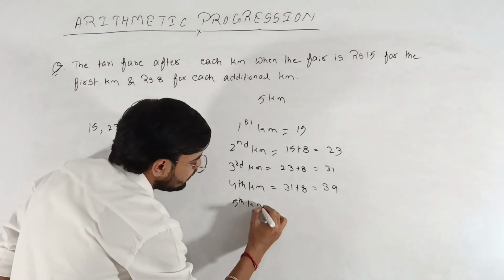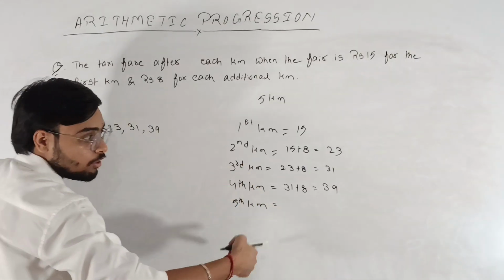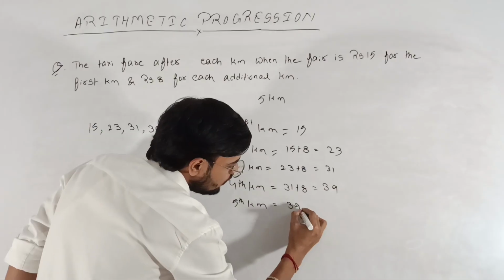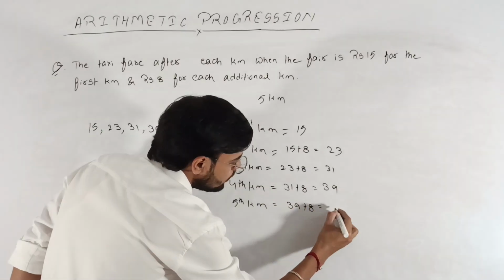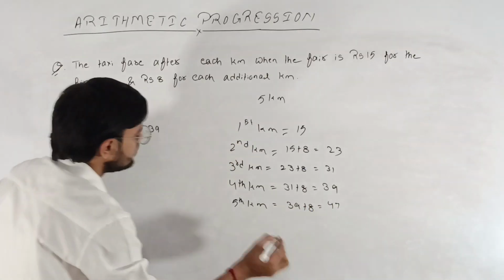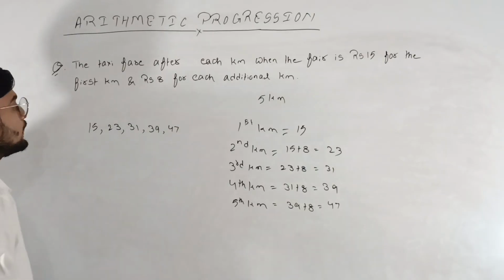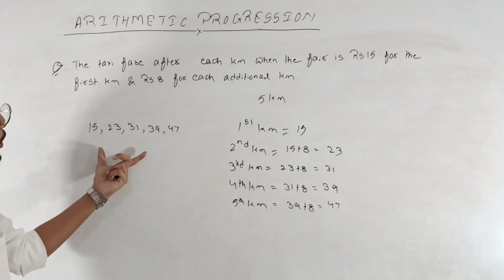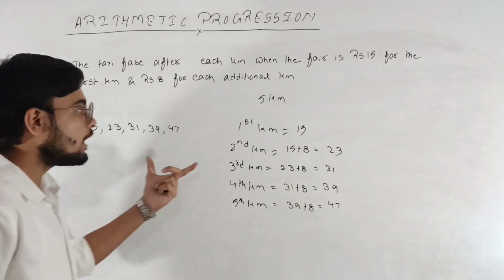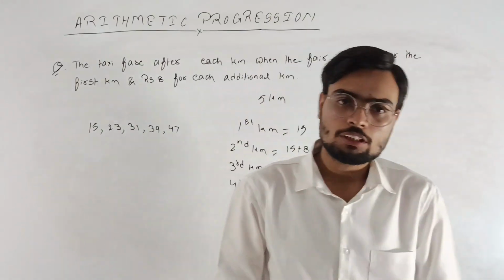For the fifth kilometer, what amount do I have to pay? Rupees 8 addition on 39. So 39 plus 8 is equal to 47. Now 47. So this is a series. This is a series of my taxi fare which I have to pay for traveling 5 kilometers on this taxi.